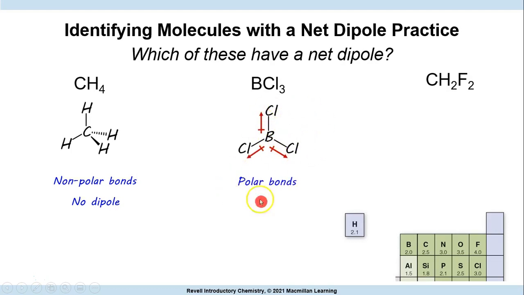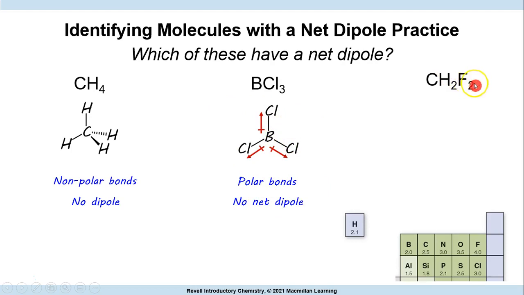Now, the boron-chlorine bond is polar, but one thing that you should know, they pull equally the same. This one pulls the same, this one pulls the same, this one pulls the same. That makes it net not polar. So there is no net polarity here, so there is no net dipole.